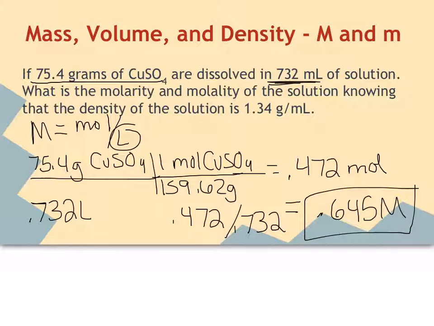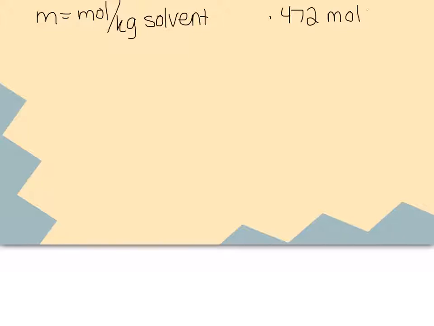Now let's deal with molality. All right, so now we're going to just focus on molality. Molality is moles over kilogram solvent. So we have this big situation where we know the moles. We already kind of got that. We know it's going to be 0.472 moles. We did that in the last problem. Now we just have to figure out this kilogram.